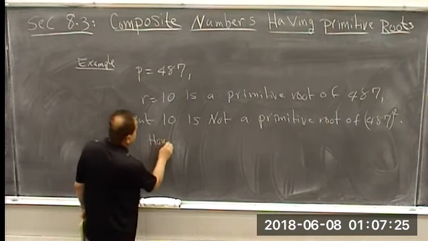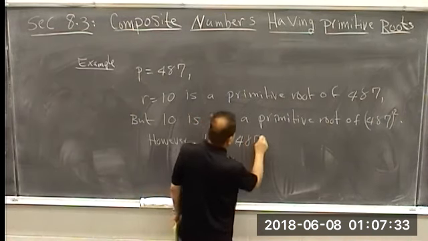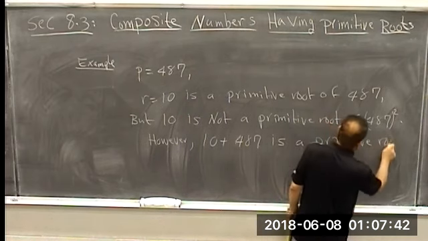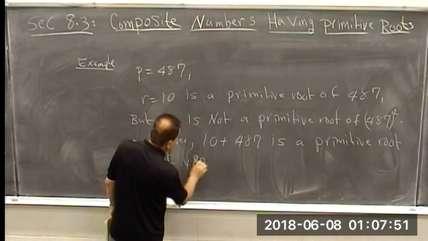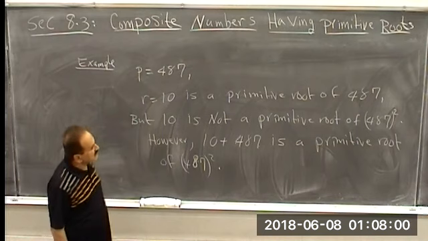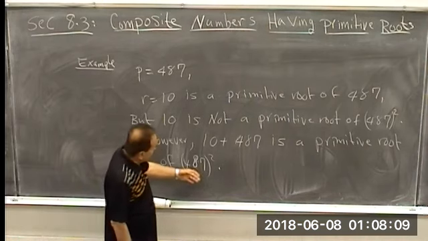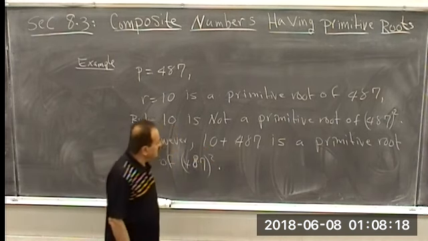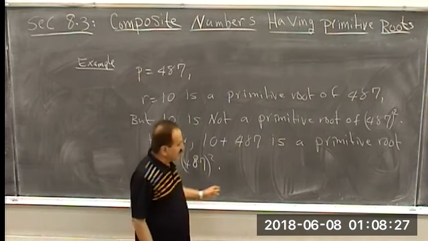However, 10 plus 487 is a primitive root of the square of 487. Of course, I'm not doing the calculations here, but this is something you probably need to do on a computer. I don't think you can do all the calculation even with a hand calculator. You would find phi of this, and then see that this is the smallest exponent to which you raise 10 plus 487, which is 497, to give you congruent to 1 mod the square. But that's what it is.